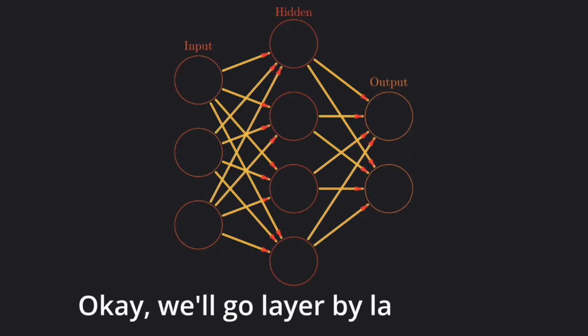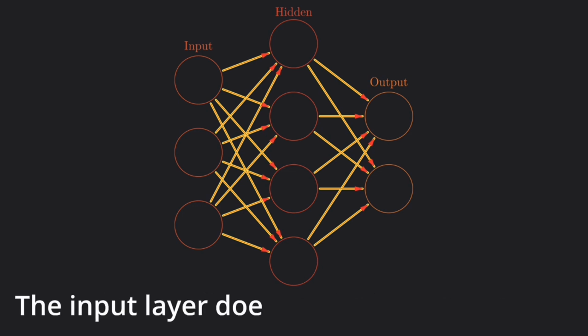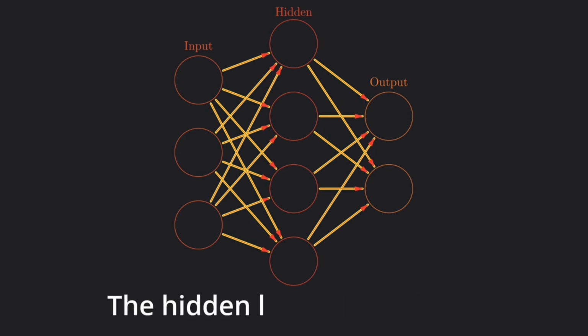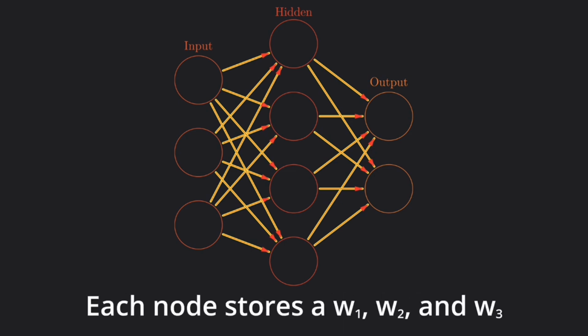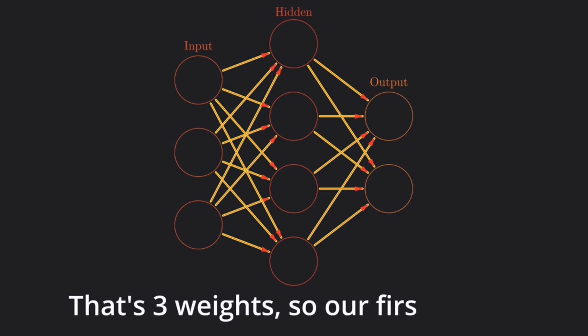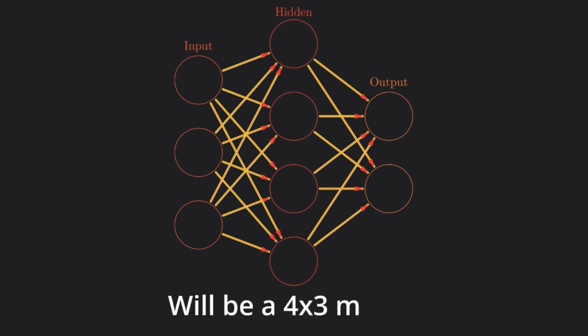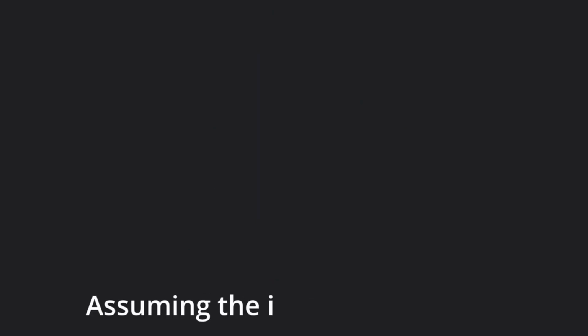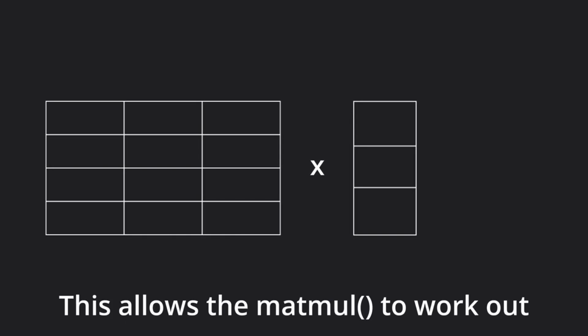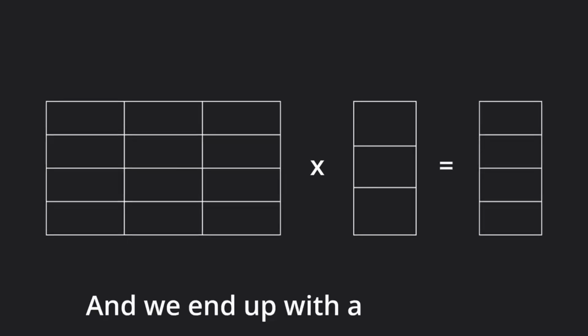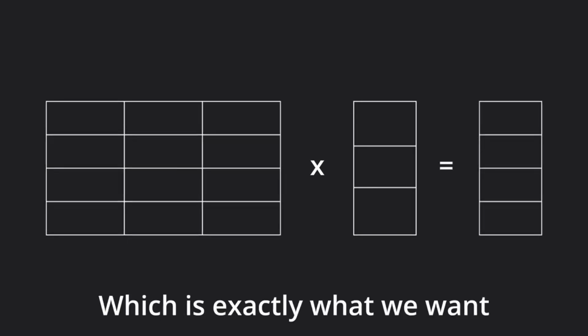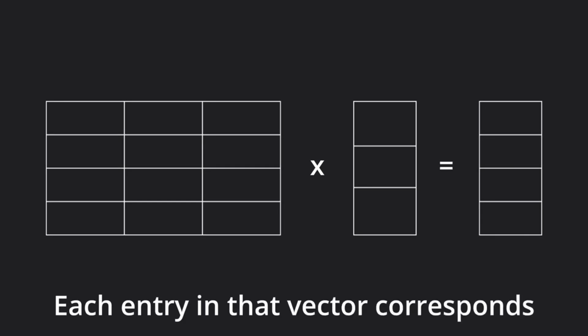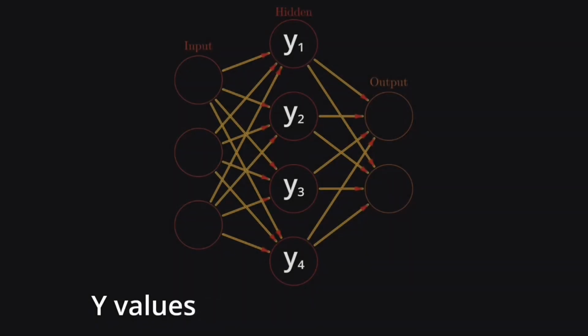Okay, we'll go layer by layer again. The input layer doesn't contain any weights, so we can move on to the hidden layer. The hidden layer has 4 nodes, and each node stores a W1, W2, and W3. That's 3 weights, so our first matrix should be a 4x3 matrix. Assuming the input vector is a 3x1 vector, this allows the matrix multiplication to work out, and we would end up with a 4x1 vector, which is exactly what we want. Each entry in that vector corresponds to a y value in a hidden node.